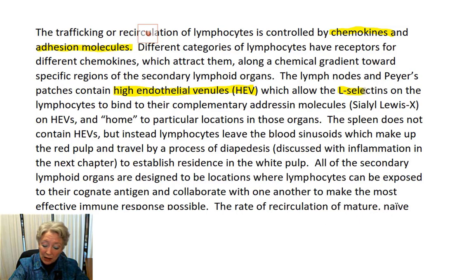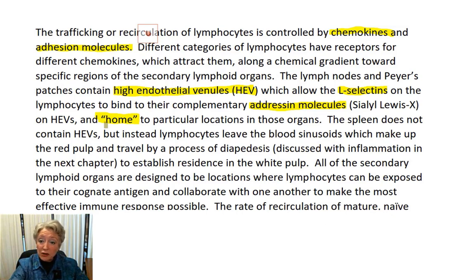And it is L-selectins on the surface of the lymphocytes, the L standing for lymphocyte, that bind to the complementary addressin molecules on the HEVs. The prototypical addressin molecule, of course, is sialyl Lewis X, and that will cause those cells, once they have responded to the chemical gradient by their chemokine receptors, they are then able to home specifically to particular areas in those organs.